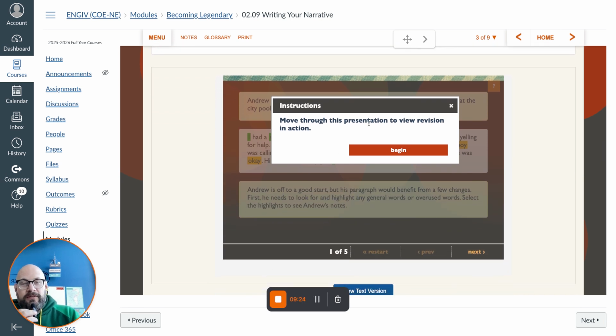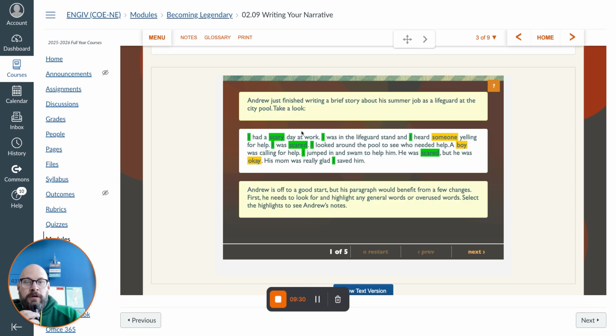All right, so they have this interactive piece here. Move through this presentation to view revision in action. Okay, Andrew just finished writing a brief story about his summer job as a lifeguard at the city pool. Let's take a look. You'll see before we even read that some of this is pre-highlighted.